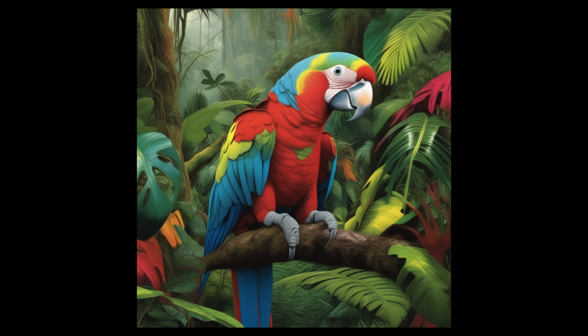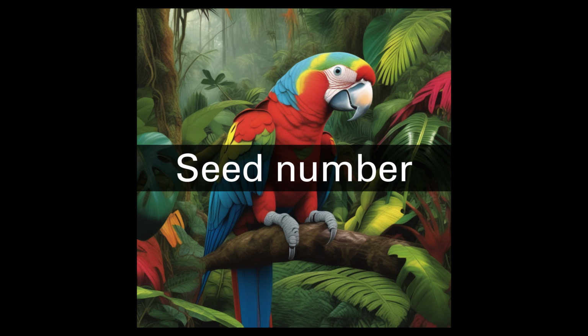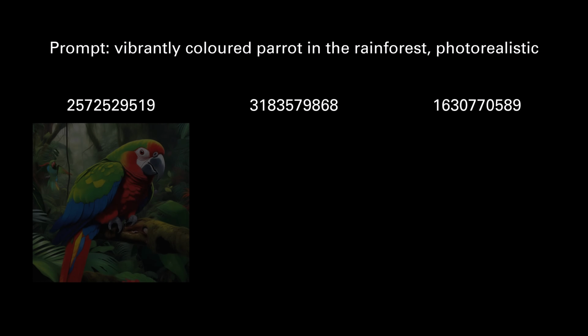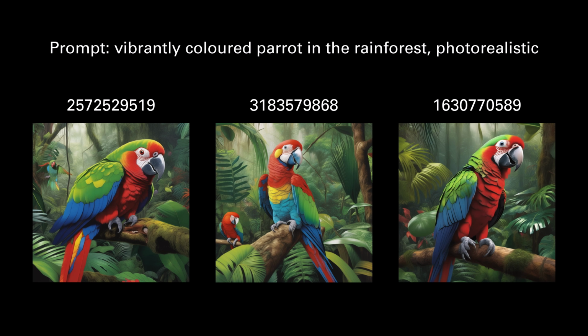Behind the scenes, every image is drawn from a reference point. For simplicity, let's say this reference point tells ArtSpace.ai where to place the brush and make the first brush stroke. And this reference point is what we call the seed number. By default, the seed number is empty. This tells ArtSpace.ai to randomly choose a seed number for us every time we draw an image. Now if we draw an image using the same prompt but with 3 different seed numbers, we'll get 3 different images. And that's exactly what happens when we leave the seed number field empty.